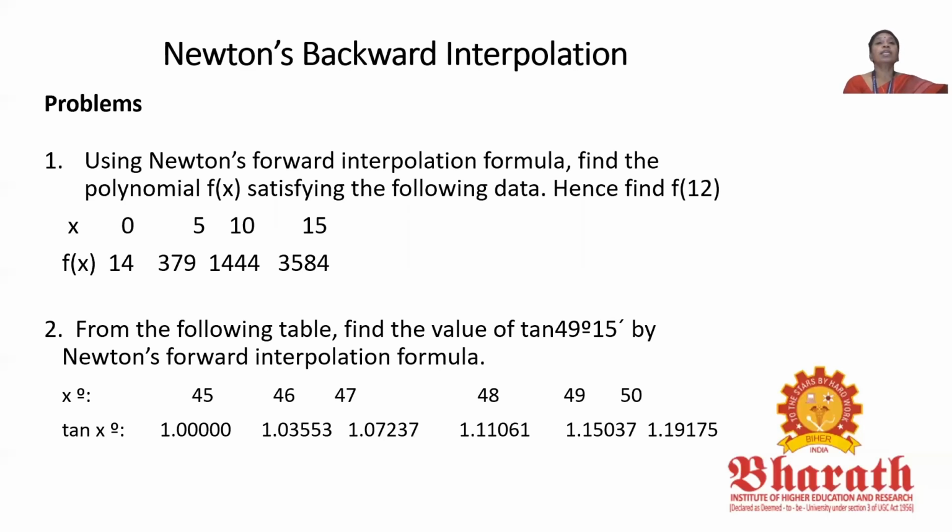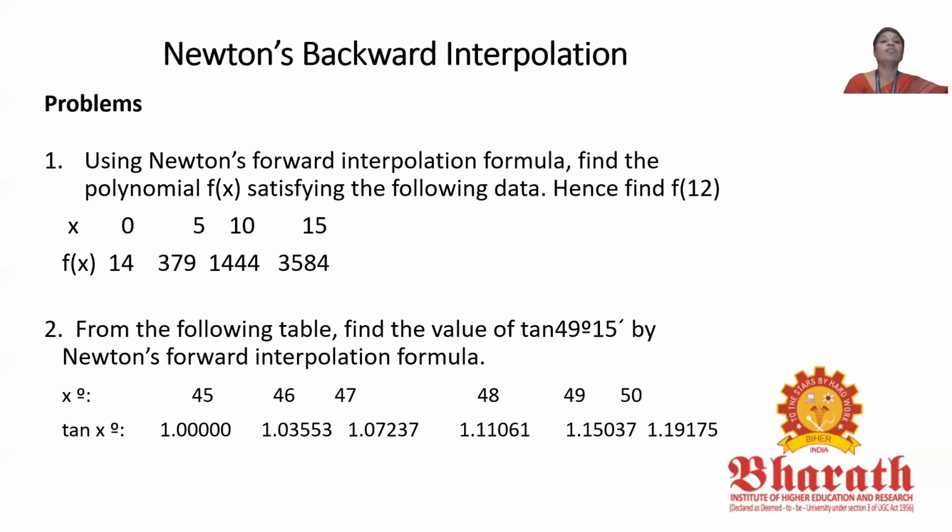So that is using Newton's forward interpolation formula, find the polynomial f of x satisfying the following data, hence find f of 12. So your x values are given as 0, 5, 10 and 15. Your f of x is 14, 374, 1444, 3584. So here you are asked to find the value of f of 12. So it comes in the beginning of the data, so we are using forward interpolation.